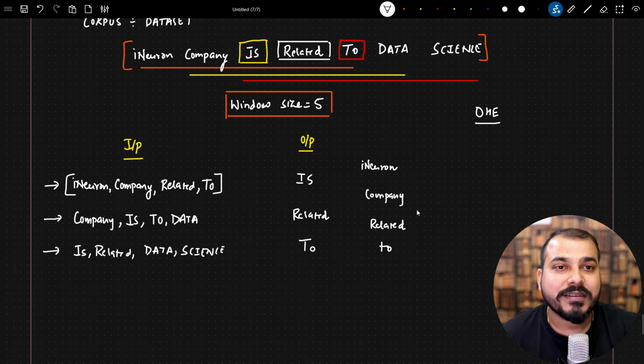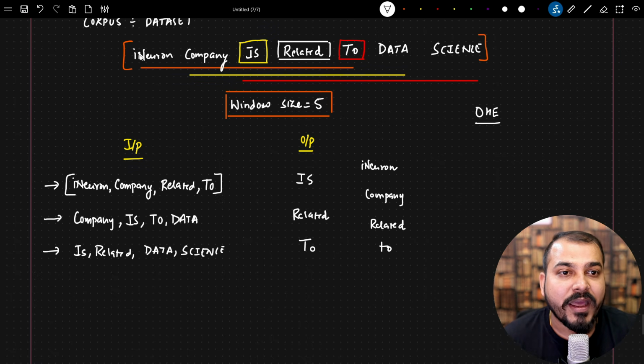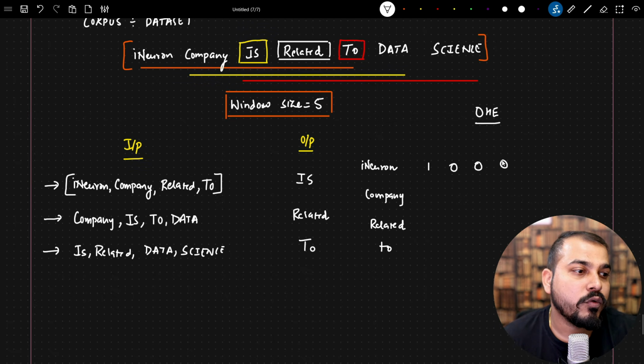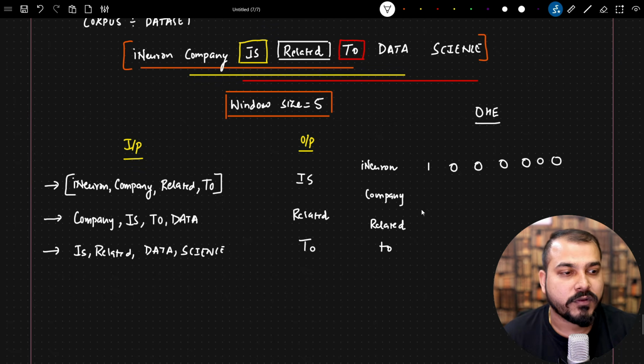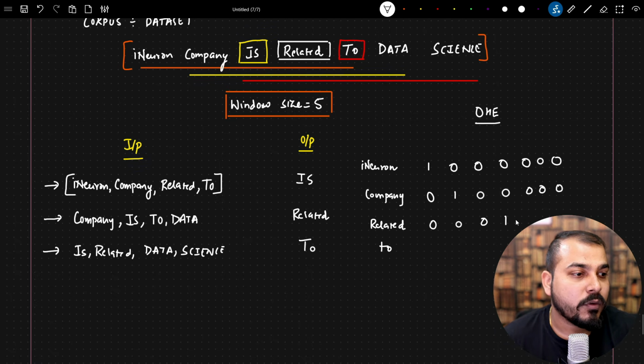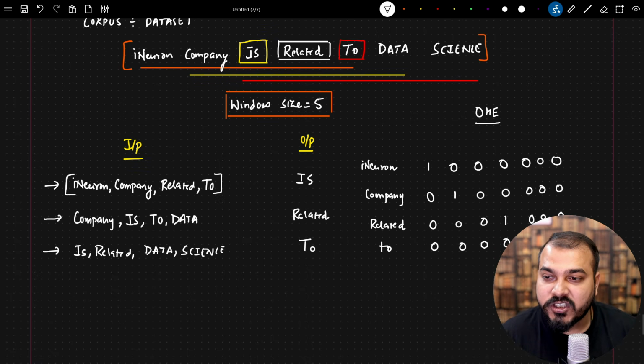So for all these words, how I'll be giving the one hot encoding representation: wherever there will be iNeuron, I'm just going to make it as 1. Remaining all will be zeros. So there will be around 1, 2, 3, 4, 5, 6 zeros. Similarly, when company is there, I'll make this as 1 and remaining all will be zeros, right? Similarly, related is the 4th word, so I'm going to make it as 0, 0, 1, 0, 0, 0, and then 2 is present after this, so I'm basically going to write it as 0, 1, 0, 0, right? So this is pretty much clear till here, right?